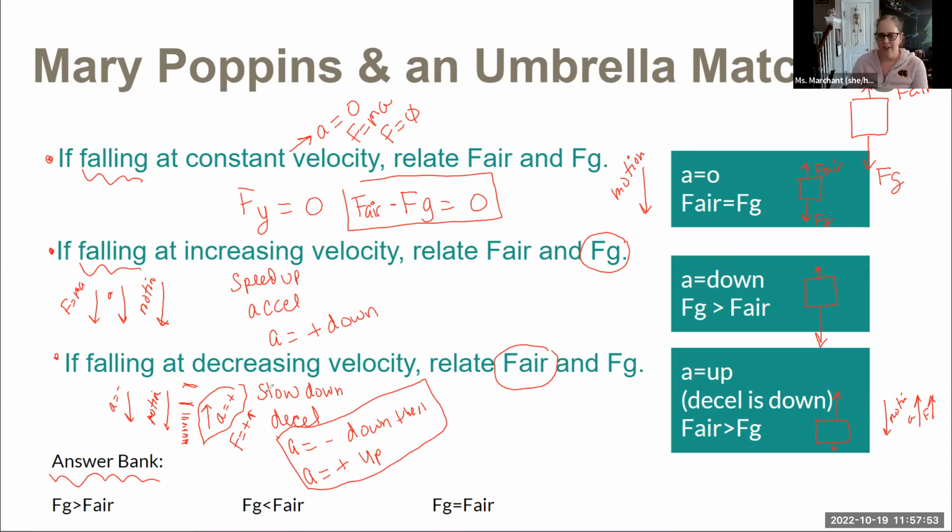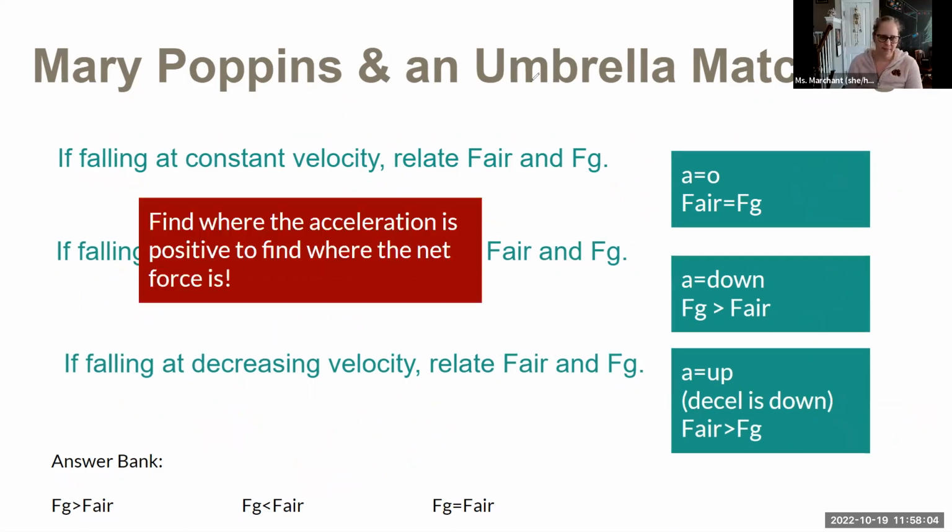There are other relationships in the quiz. You may not get one of these. Read each carefully, find the positive acceleration for that answer.